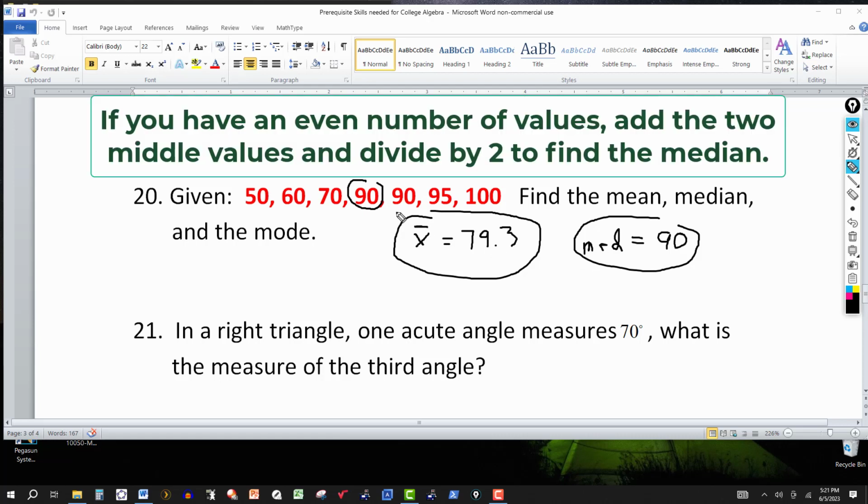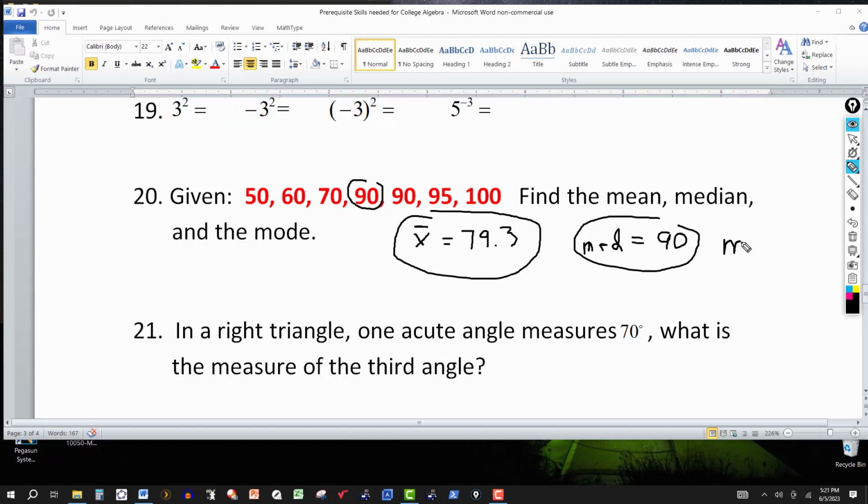The mode is simply the most frequent value. You have 90 twice, so that's the mode, the one that's more frequent. If the frequency for all of them is just 1, then you don't have a mode. Sometimes you could have 2 modes. Let's say we had 2 95s, then we have a bimodal distribution, 90 and 95.